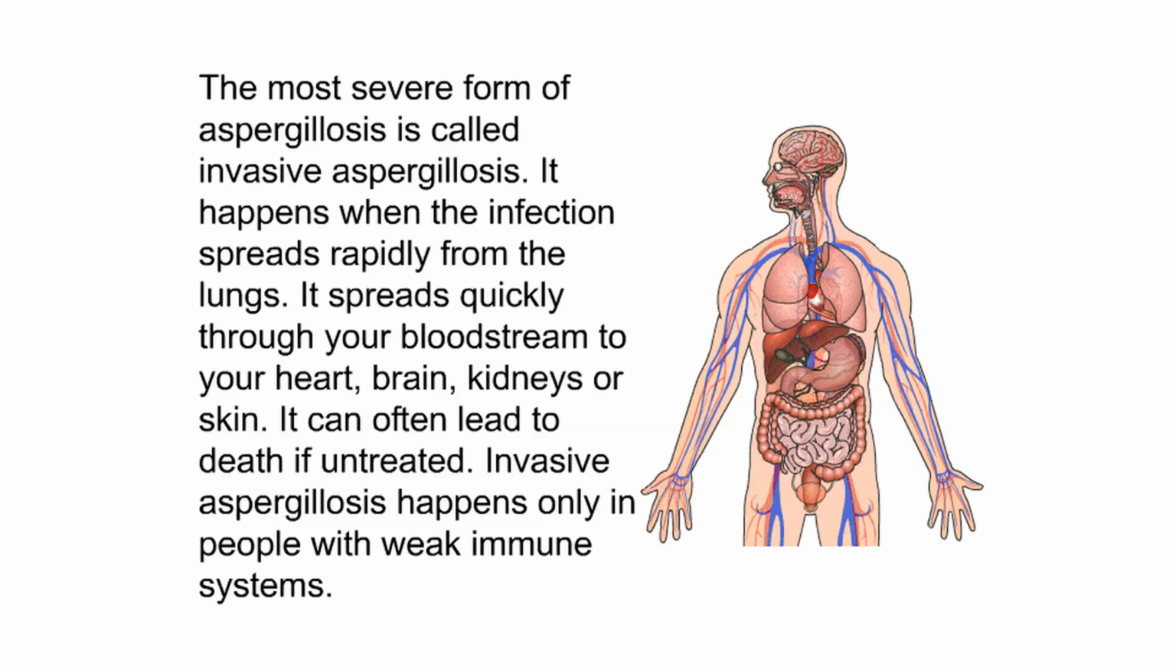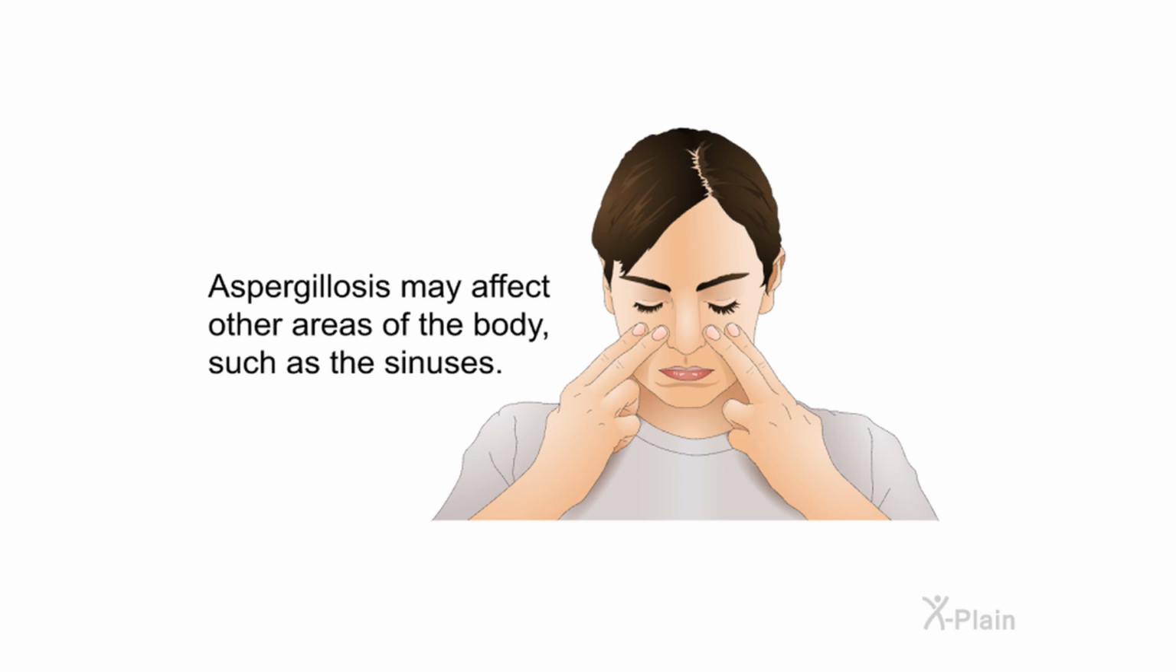The most severe form of aspergillosis is called invasive aspergillosis. It happens when the infection spreads rapidly from the lungs. It spreads quickly through your bloodstream to your heart, brain, kidneys, or skin. It can often lead to death if untreated. Invasive aspergillosis happens only in people with weak immune systems. Aspergillosis may affect other areas of the body, such as the sinuses.